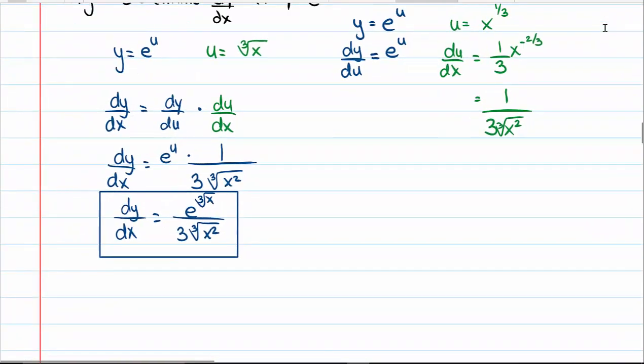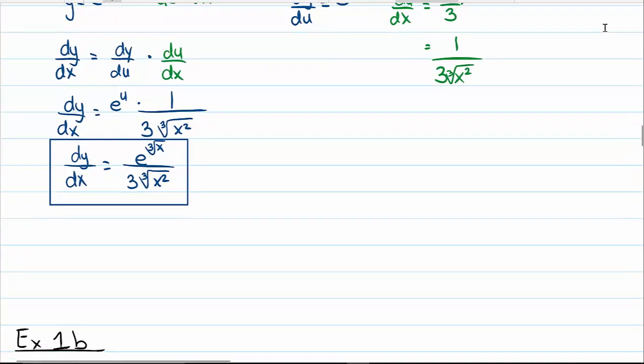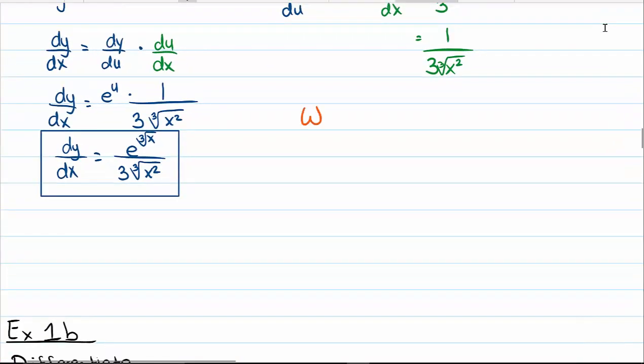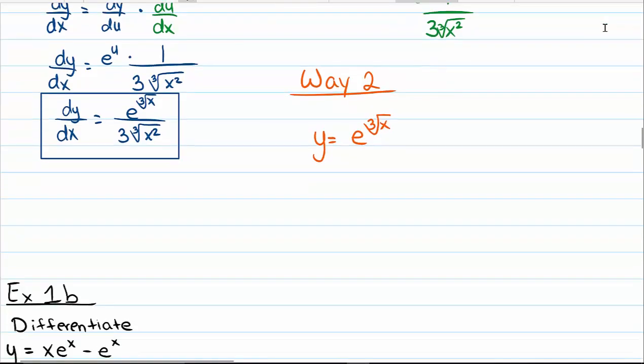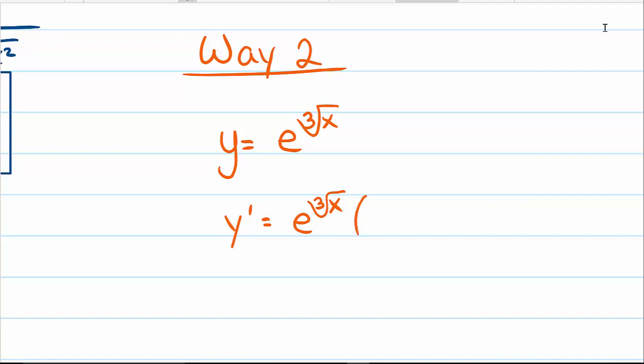Now I'm going to show you the other way. This is way 1. Way 2, when I have y equal to e to the cube root of x. Let's take the derivative of that, and we get y prime is equal to e to the cube root of x. It literally just stays the same. You take the e, you take the same thing, and then you take the derivative of the stuff in the power.